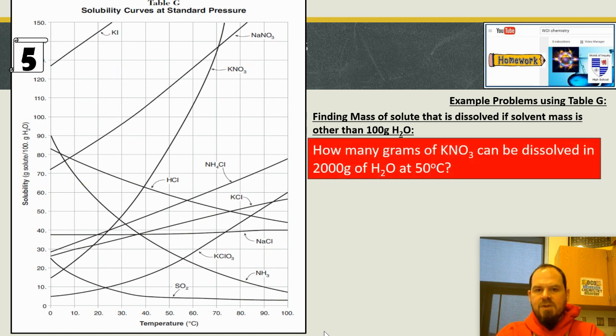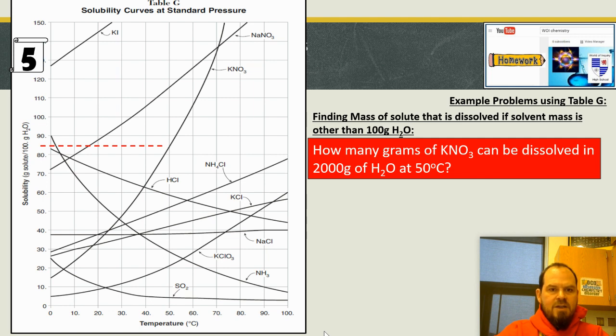Next one's going to be 2,000 grams of water. Well, 100 times what gets me up to 2,000? That's like 20 times, right? You do that by saying, well, 2,000 divided by 100 is 20. So whatever I get, I'm going to multiply by 20 because I have 20 times the water. So 50 degrees up to KNO3. Wow, these are off. You know what happened? The table G moved one time on me. But I think you're still getting the point. This guy should be pretty accurate. I think table G just moved on me a little.